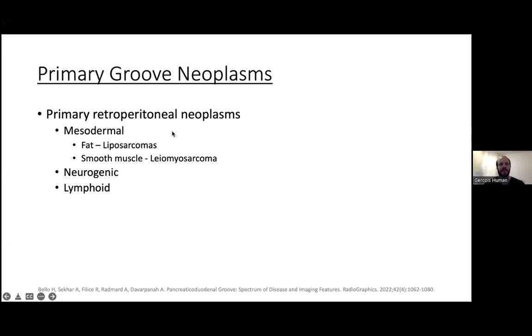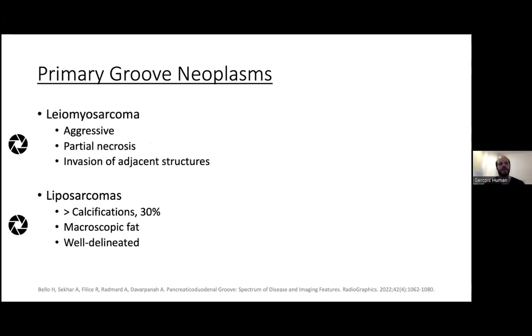So the next big topic is primary groove neoplasms, so neoplasms in the pancreatic duodenal groove. They usually have origins of mesodermal, neurogenic or lymphoid tissue. Mesodermal, quite commonly fat-containing lesions being the liposarcomas, and then the smooth muscle being the leiomyomas or leiomyosarcomas.